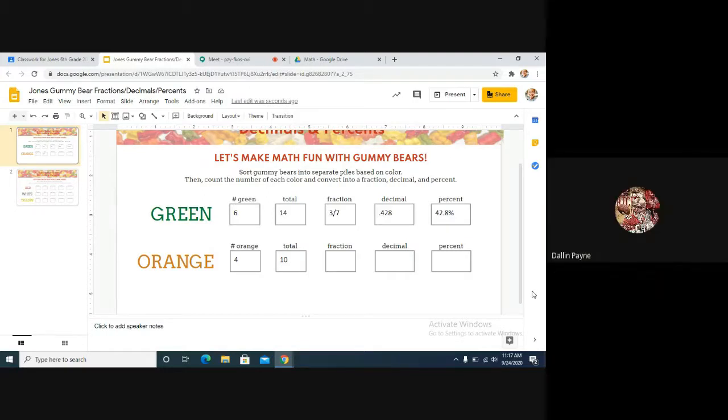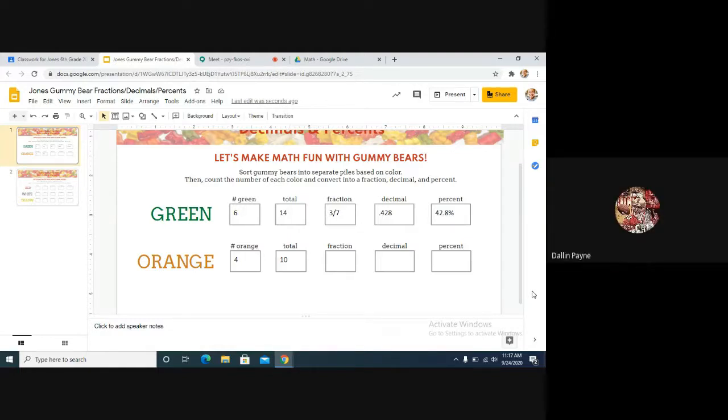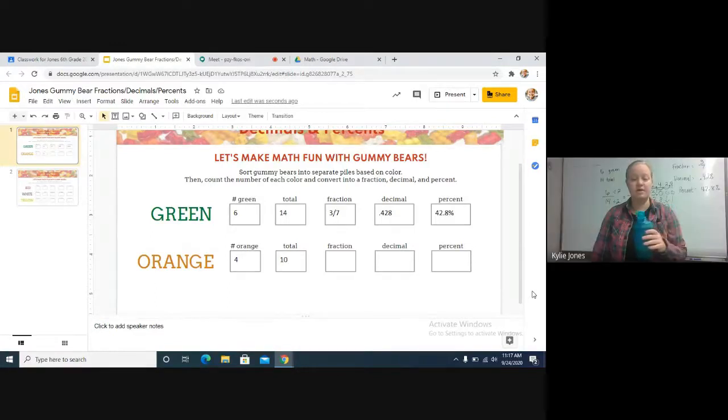How do you make a percentage? Never mind, do shift 5. There, I found it. And then what's for the orange ones, are those the answers too? No, I'm giving you the number of orange and I'm giving you the total and you need to change it to a fraction, decimal, and a percent.